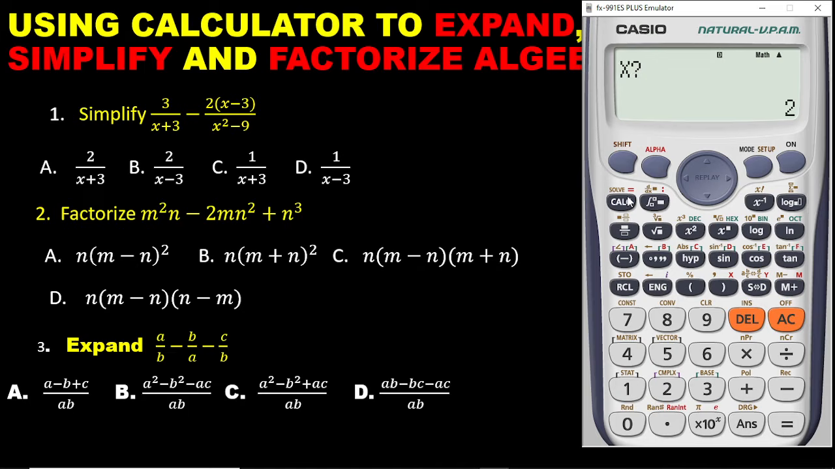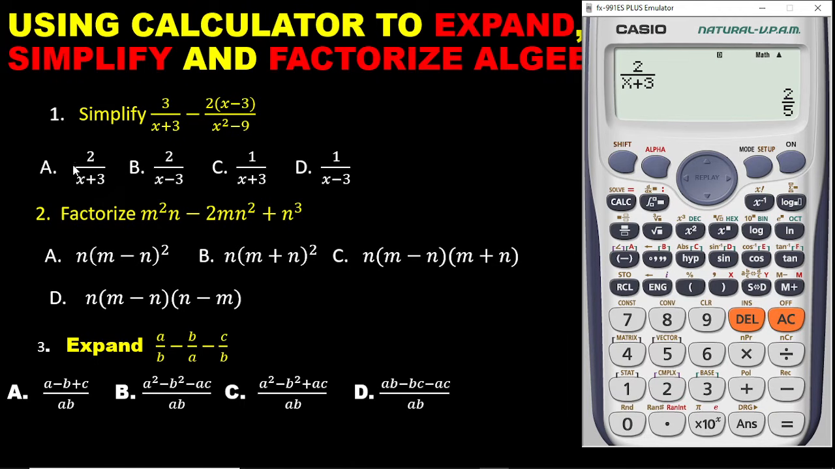So let's press calc. Okay, so when we put 2 in place of the x, let's put 2 here and then we press equal to. You see, this one is giving us 2 over 5. That means this is not the answer. Why? We did not get 1 over 5 that we got from the question.